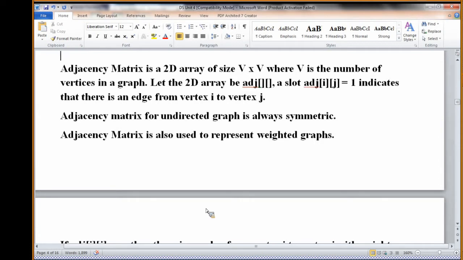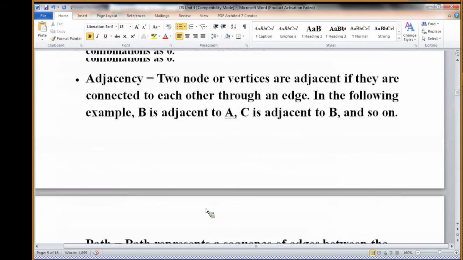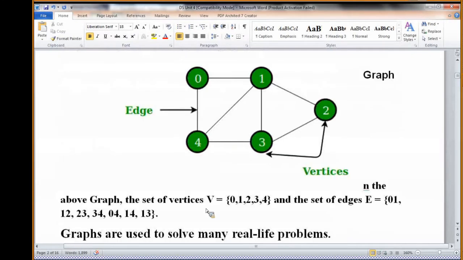The adjacency matrix for an undirected graph is always symmetric, and the adjacency matrix is also used to represent weighted graphs. That means weighted graphs and directed graphs mainly. We'll see those two also. If adj[i][j] is equal to w, then there is an edge from vertex i to vertex j with a weight w. In this graph, (0,1), (1,2), (2,3) are all given one weightage, so simply we'll say it is an undirected graph.